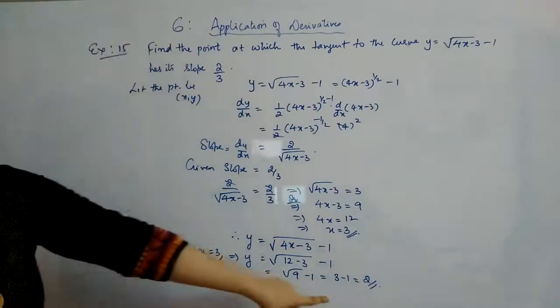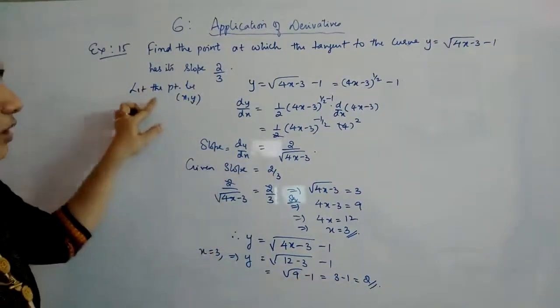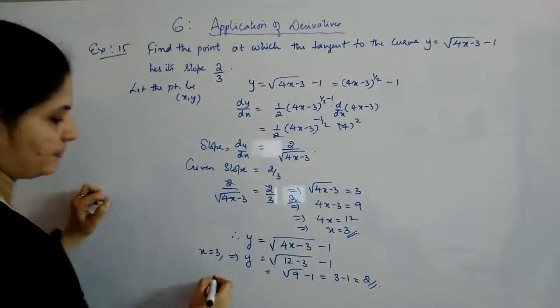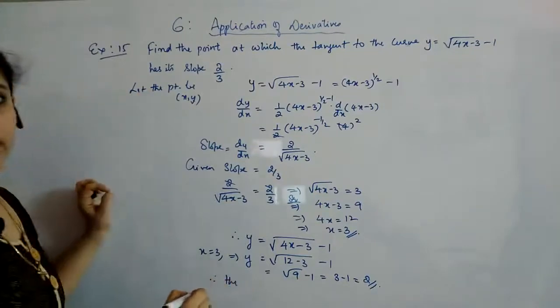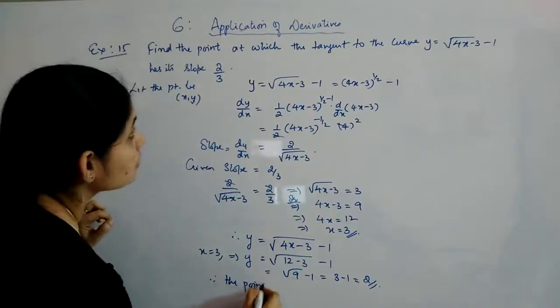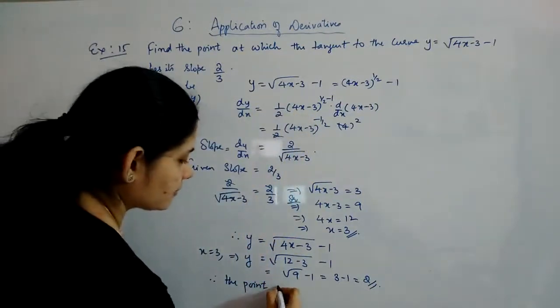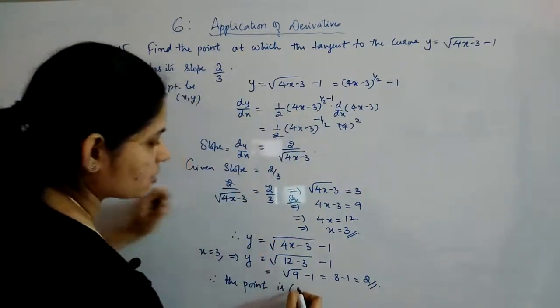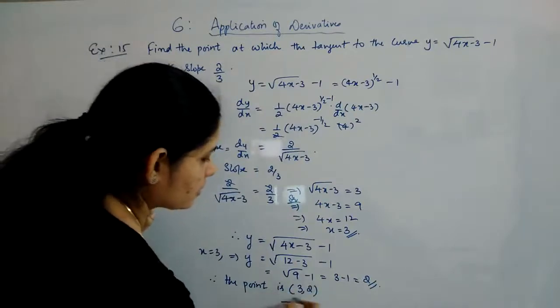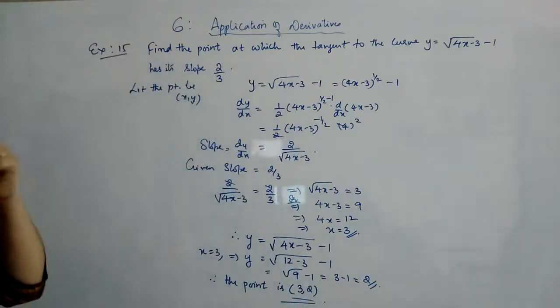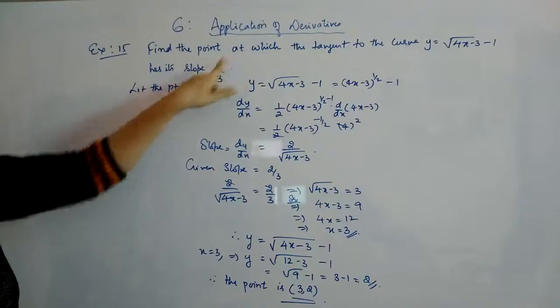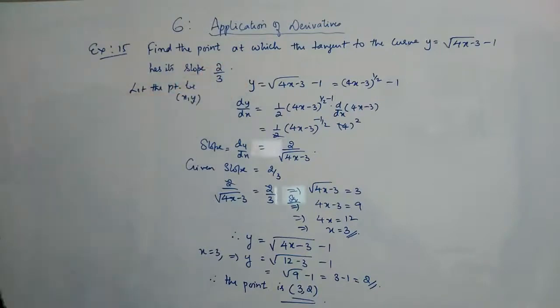So now you got the value of y also. Therefore, what will be the point? The point at which the given curve is tangent will be first the x coordinate, then the y coordinate, that is (3, 2). So this is the point at which the tangent to the curve has the slope 2 by 3.